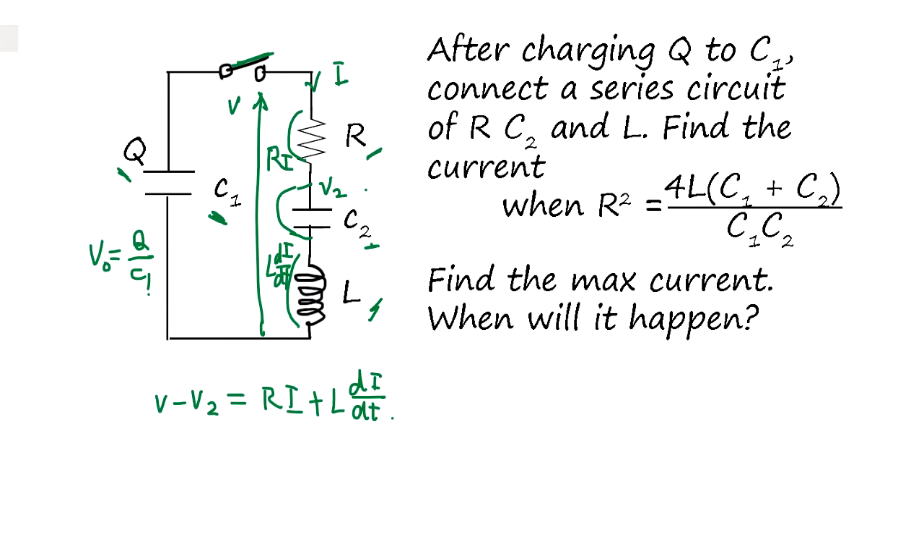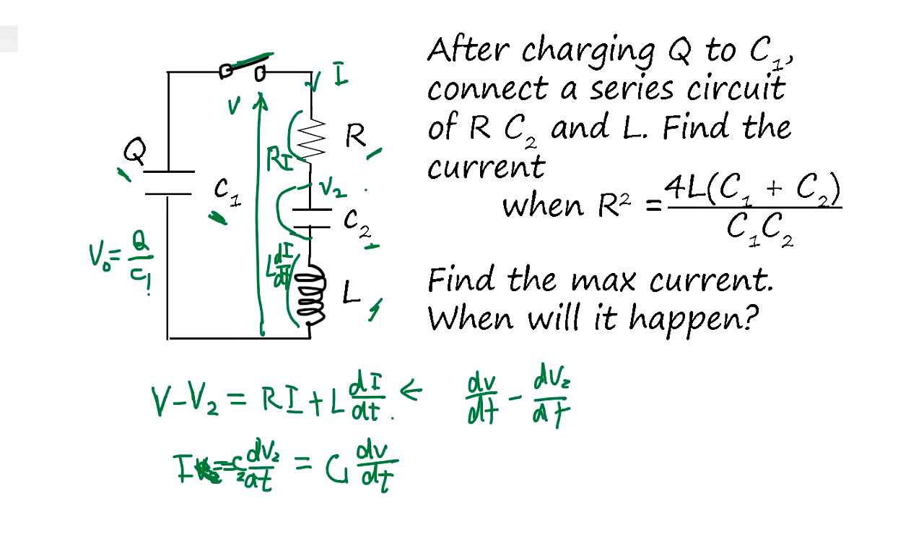But the relationship for V2 is C dV2/dt equals I. And the same I goes through C2, C1 dV/dt. So when we put them together, we take a derivative of this equation first. So dV/dt minus dV2/dt equals R di/dt plus L d²i/dt².